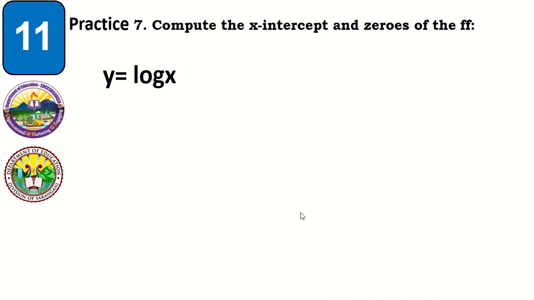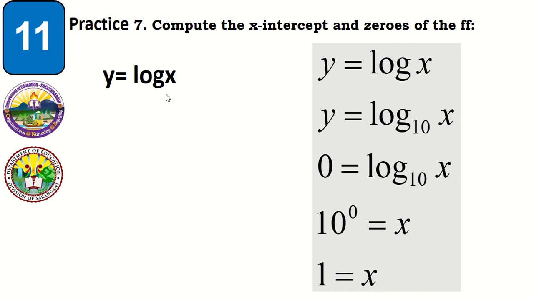How about number 6? Log of x. We know that log of x has no base. But we know that if there is no base, that is base 10. So y equals log of x base 10. So therefore, we have log of x base 10 equals 0 because we let y equal 0, and 10 to the 0 equals 1. Therefore, the x-intercept is 1 and the 0 is still 1.